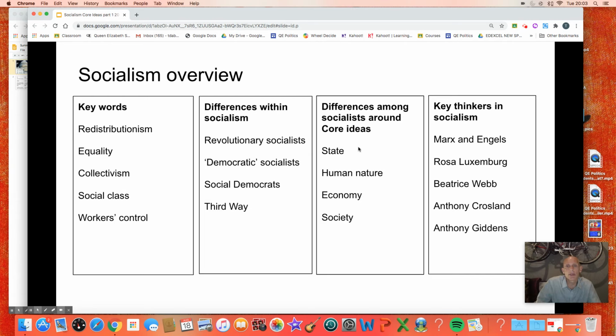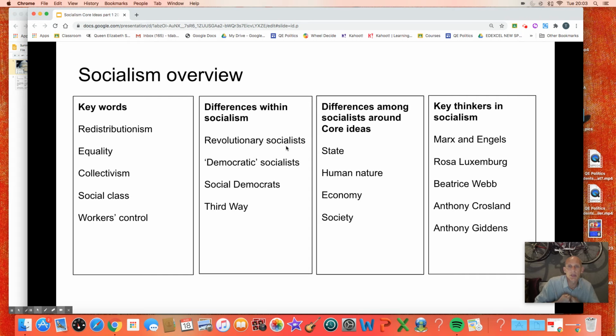And tomorrow is about human nature, rather. Tomorrow is about society and class. Next week about the economy and the state. After we've done that, we'll begin to think about different types of socialists. And so you can see there we're looking at revolutionary socialists, democratic socialists, social democrats, and the third way, and the way in which to talk about socialism isn't just one thing. So there are some really big differences.